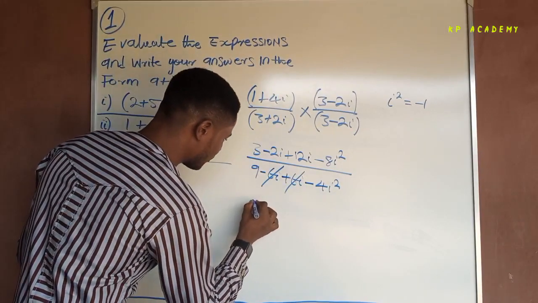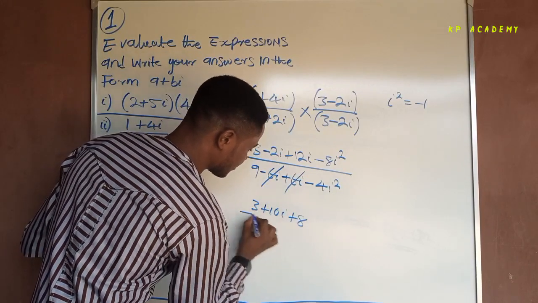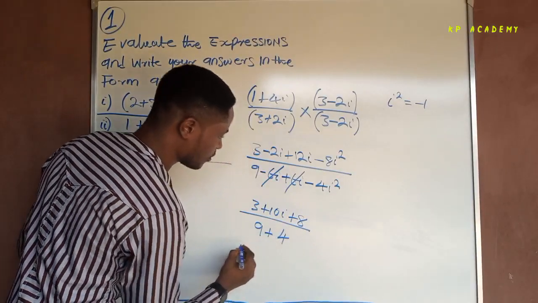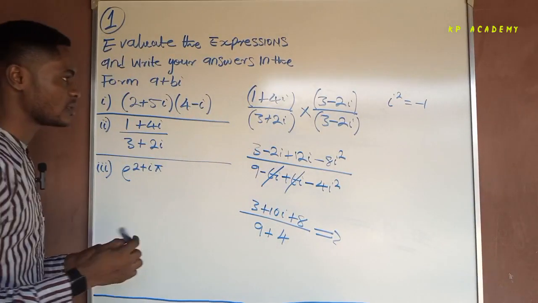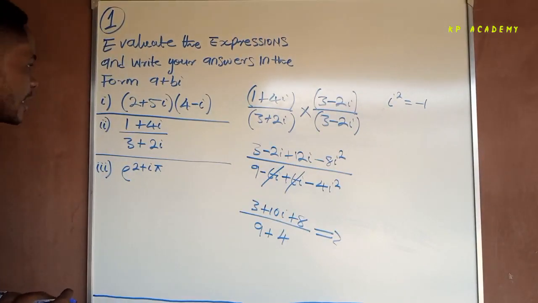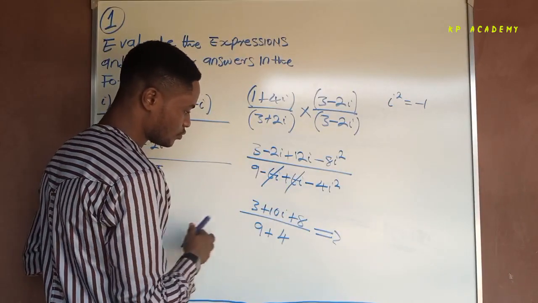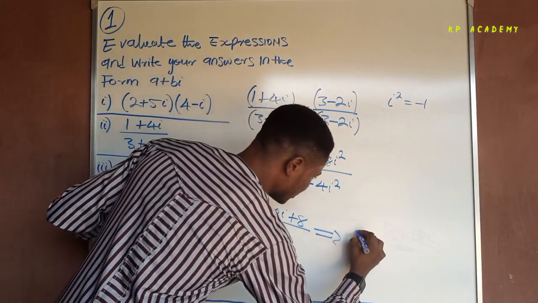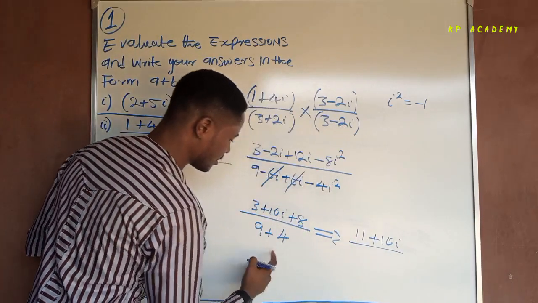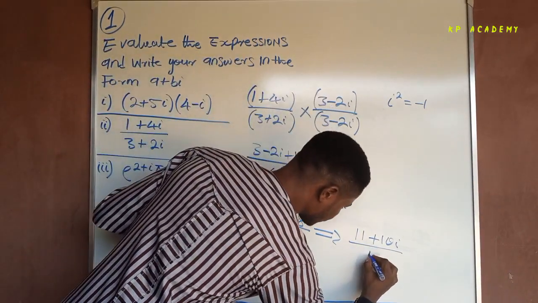Therefore, we can say that we have 3 plus 10i plus 8. That's for the numerator. And for the denominator, we have 9 plus 4. Very, very important. Remember that the question says we should put this in the form of a plus bi. Okay, so now arranging further, we can add up these two to give us 11. So we have 11 plus 10i all over, now 9 plus 4 is nothing but 13.